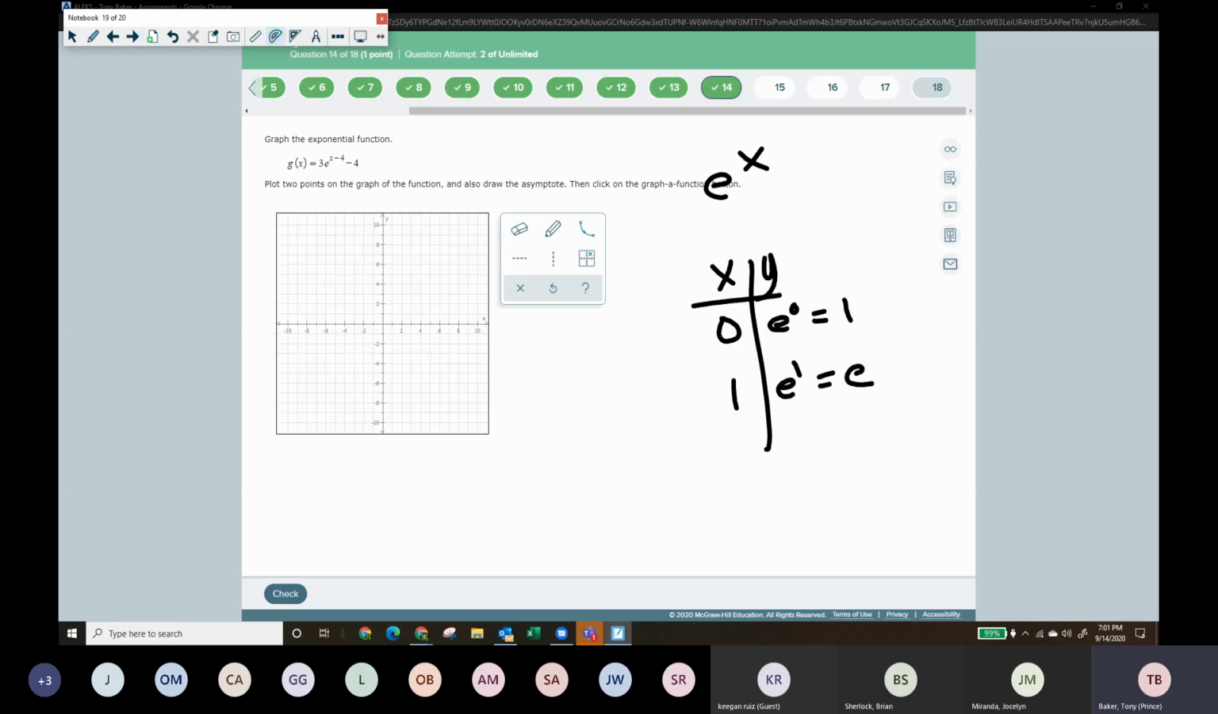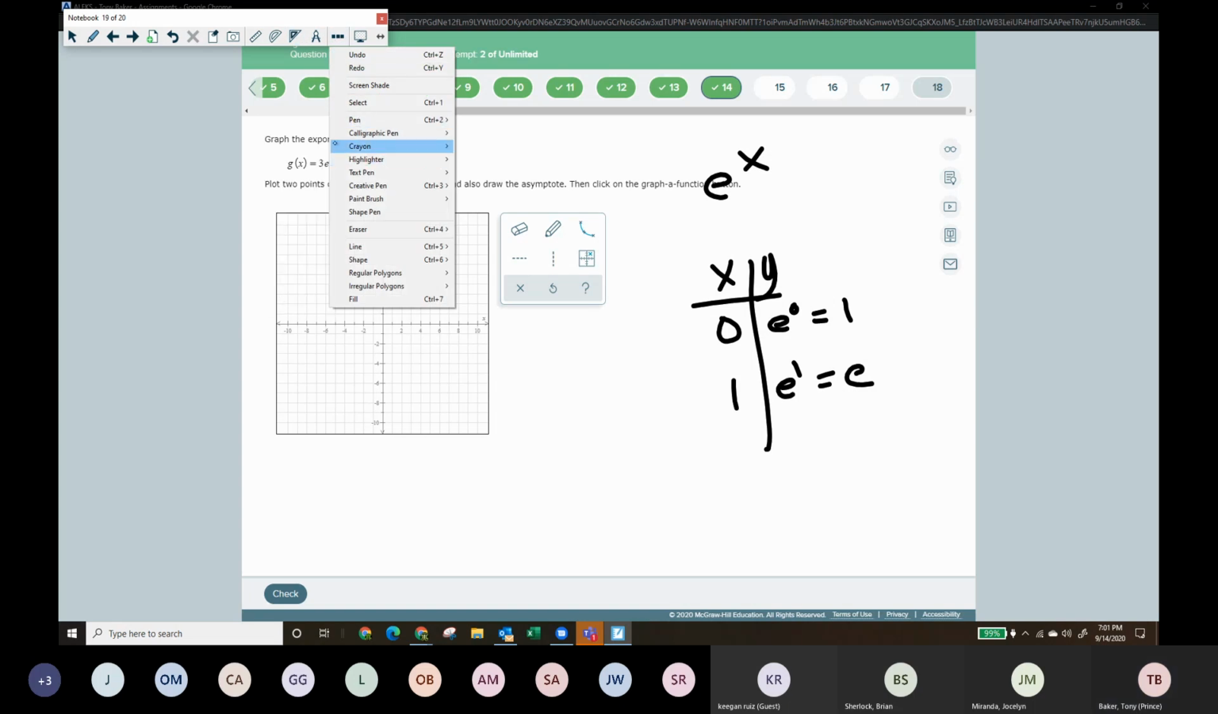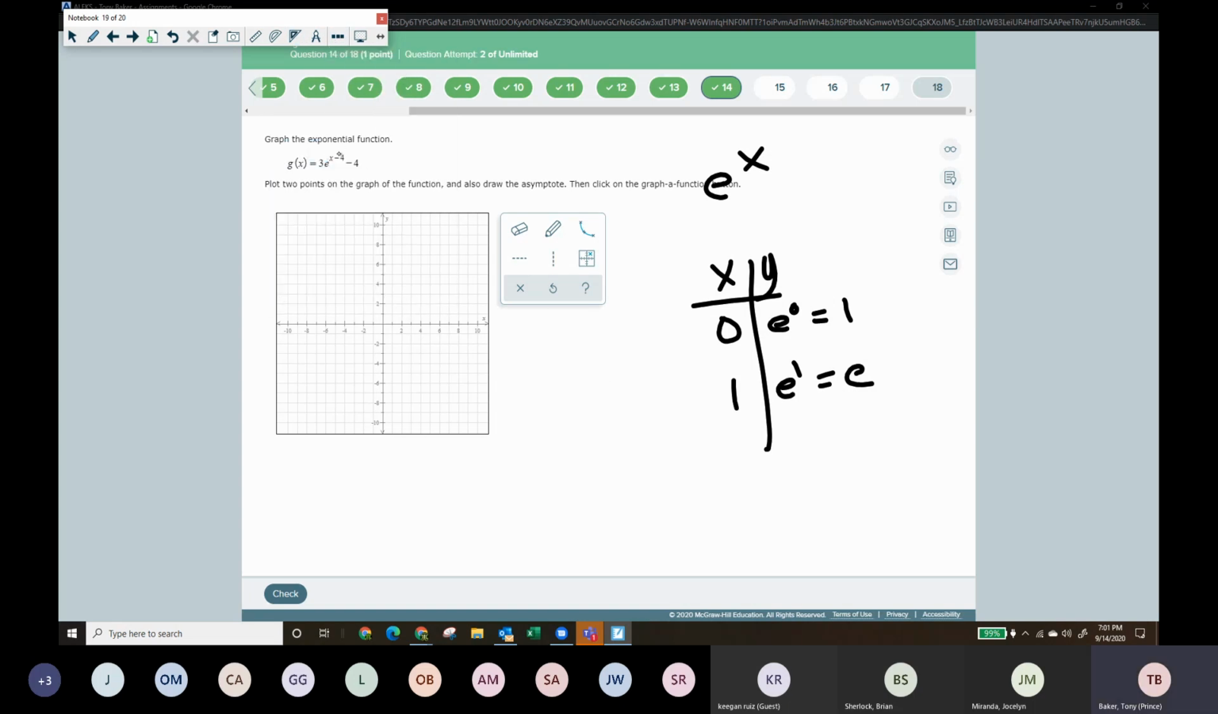So in this one, my transformations, I have the -4 on the x. So I'm going to do x plus 4. So that's 4, and that's 5. And then this side, I'm going to do 3y minus 4. So this ends up being -1, and this one ends up being 3e minus 4. Now my asymptote in this case is -4 because it's the one at the end.